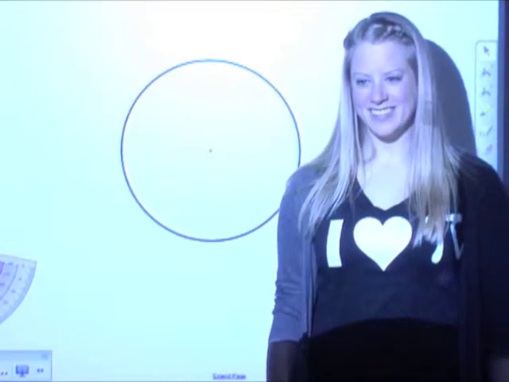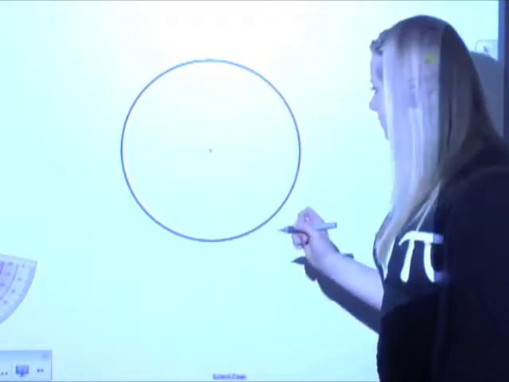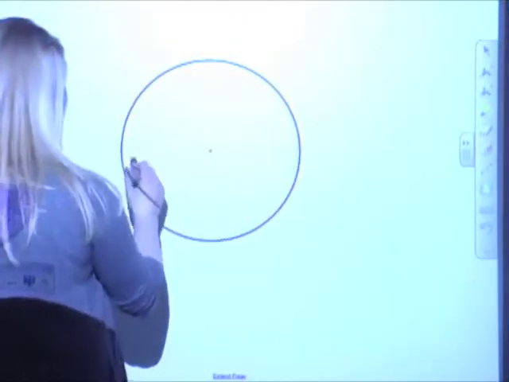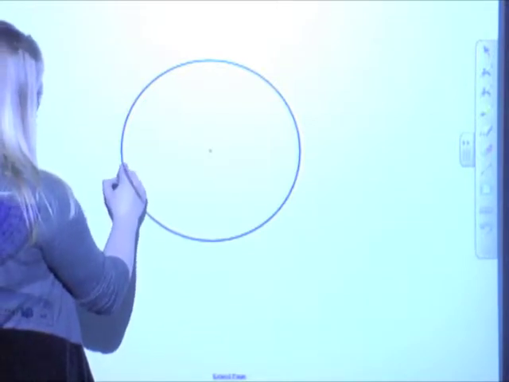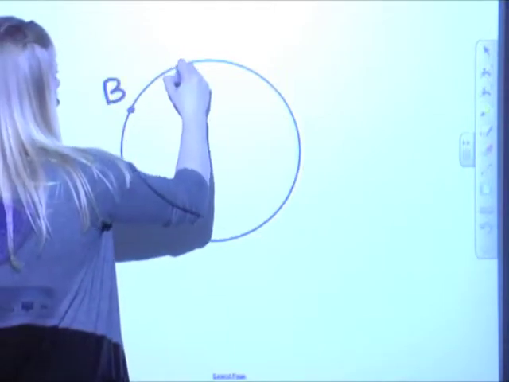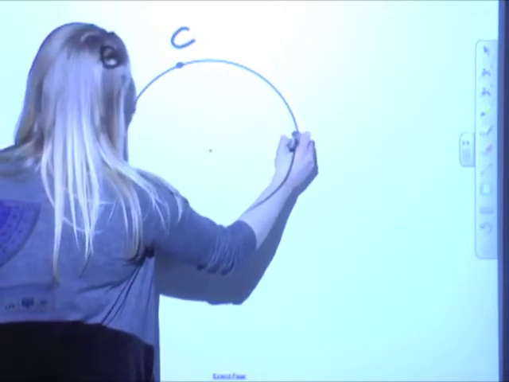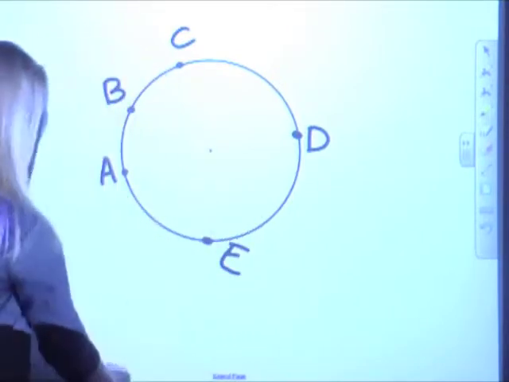Okay, everyone, take out the last circle on your handout, and once again, label points A, B, C, D, and E in order, but in different positions this time than your previous circle. So A, B, C, D, and E, entirely different positions.